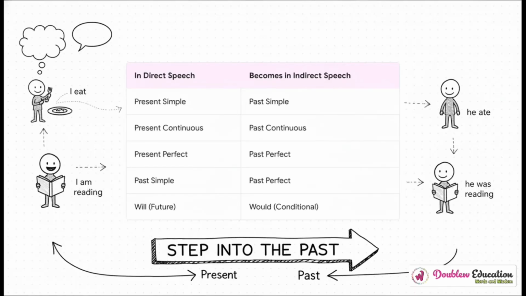Now this table, this is your new best friend for verb tenses. Just look at the pattern here. Present simple, like "I go," becomes past simple, "he went." Present continuous, something like "I am playing," becomes past continuous, "he was playing." You see that? Even the future with "will" steps back to become "would." It's almost always just one simple step backwards in time.